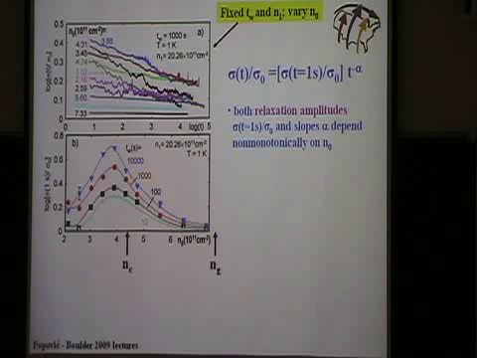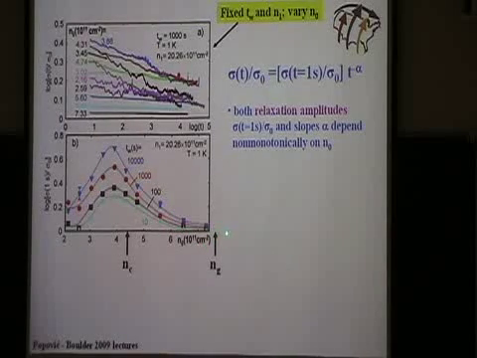And if you look at these curves carefully, you can see that both these amplitudes and these slopes change non-monotonically depending on the value of the density. And here is an example of what we get for this amplitude, these initial values, as a function of the density for several fixed waiting times.